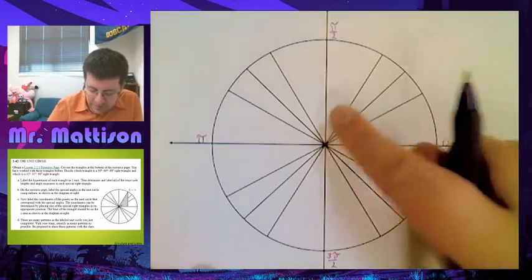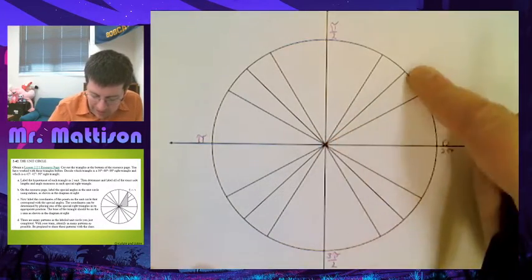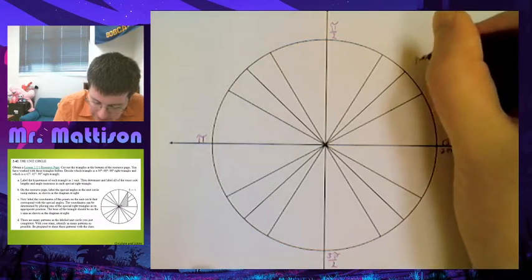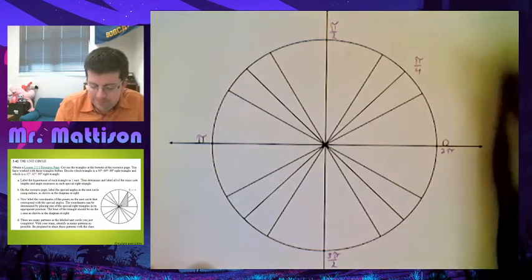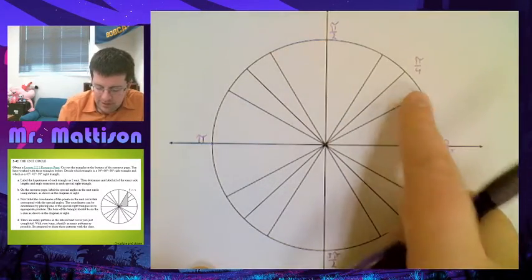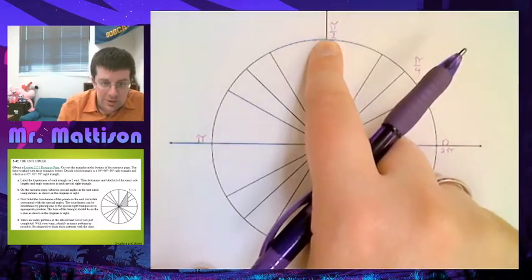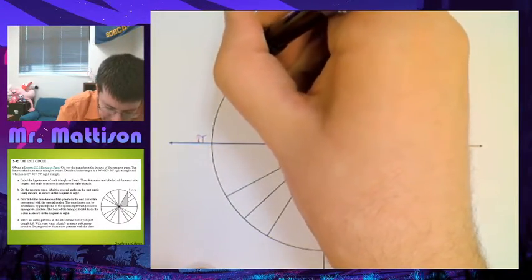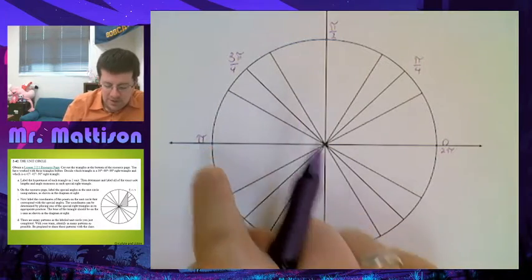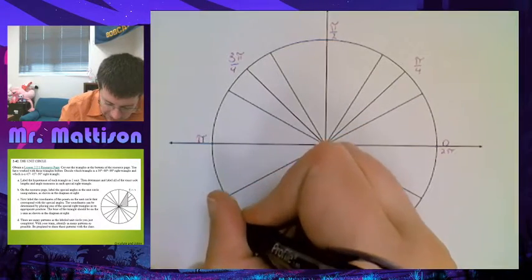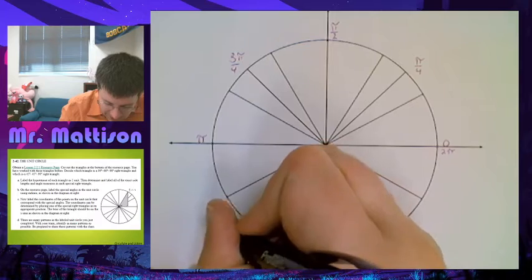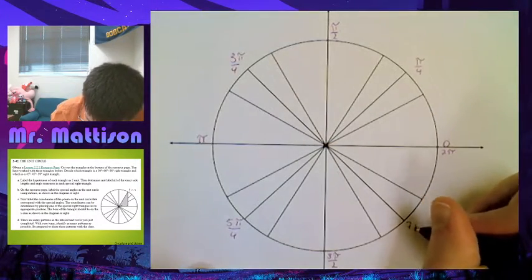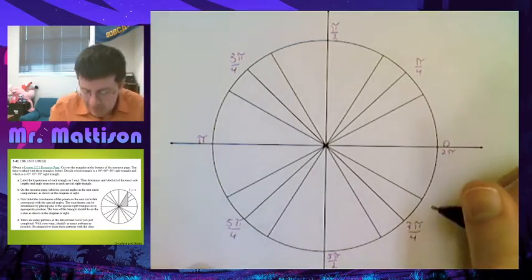Then I can go halfway here and say half of a half is a fourth. So this is pi over 4. Then this would be 2/4, and then 3/4, 3 pi over 4. 4/4 is 1. 5/4, or 5 pi over 4. And then 6/4 is 3/2. And then 7/4 would bring me back here.